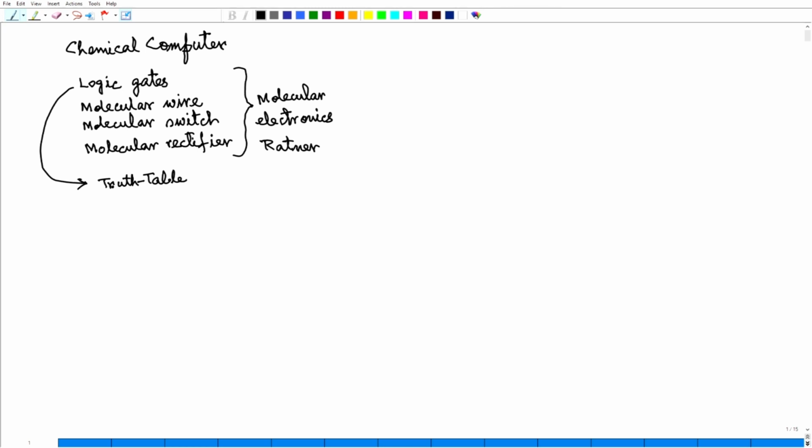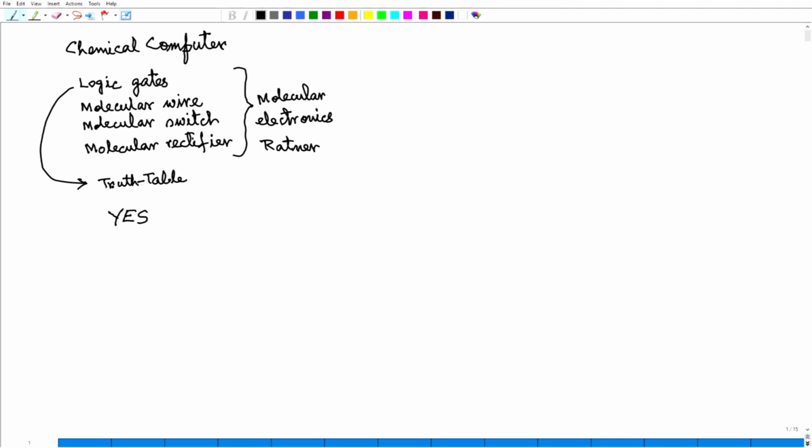Usually when you write it, you write it in italics and all capital, YES logic. If you cannot write italics, at least write all capital. So, the YES logic gate is the simplest of logic.